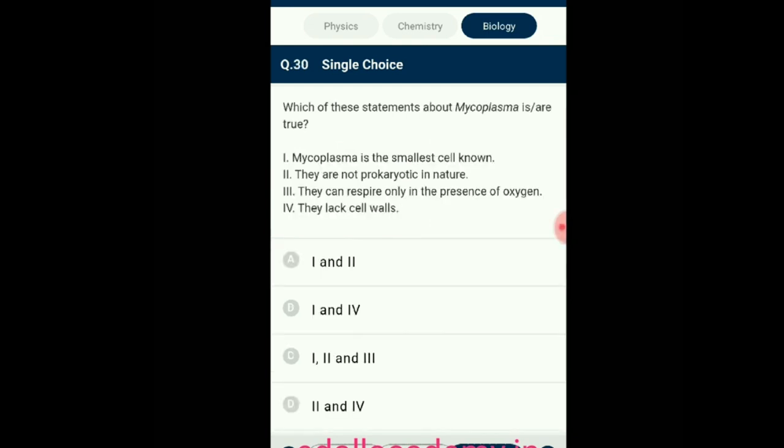Question number 30. Which of these statements about mycoplasma are true? Mycoplasma is the smallest cell known. They are prokaryotic cells that lack cell walls. They can cause a variety of diseases and hence are potent pathogens causing respiratory tract illness. So the answer for this question is option B. From the given 4 statements, the first and fourth statements alone are true.